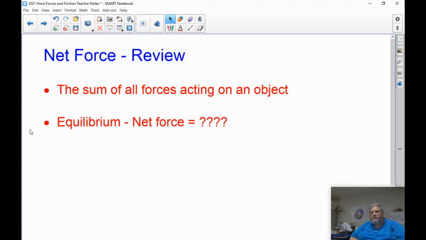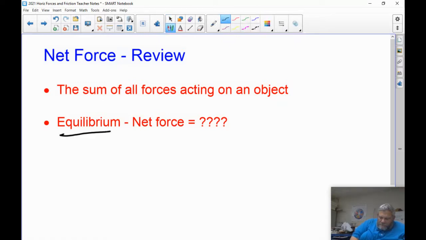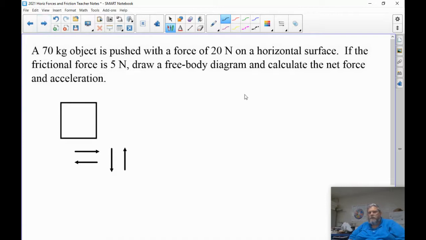First of all, I just want to do a quick review of net force. The net force is the sum of all the forces that are acting on an object. And if an object is in equilibrium, that means that the net force, of course, is equal to zero.